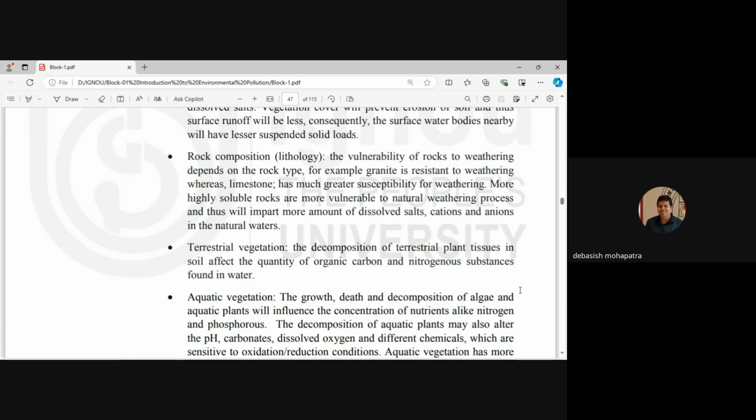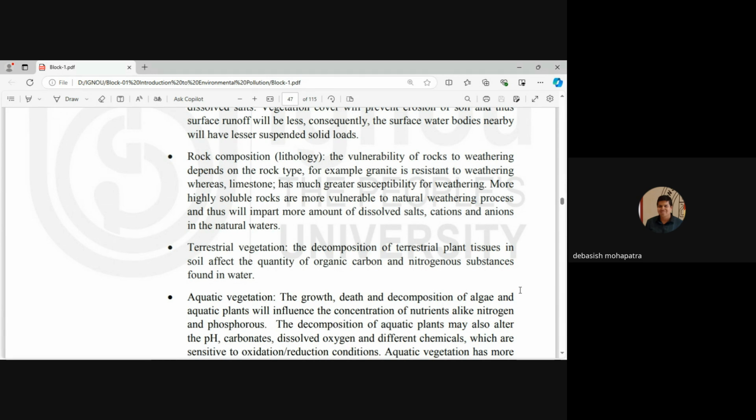So more highly soluble rocks are more vulnerable to natural weathering processes, and thus will impart a greater amount of dissolved salts, cations and anions in the natural water. Terrestrial vegetation: the decomposition of terrestrial plant tissues in soil affects the quality of the organic compounds and nitrogenous substances found in the water.